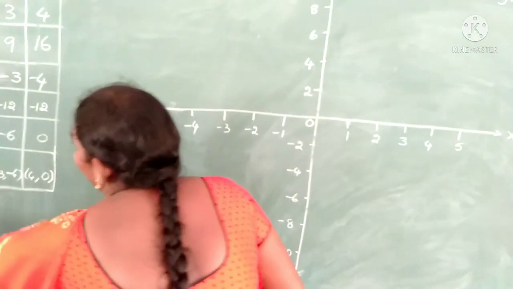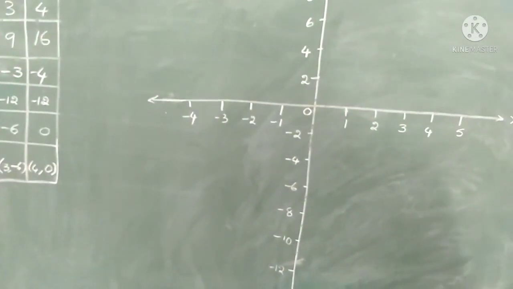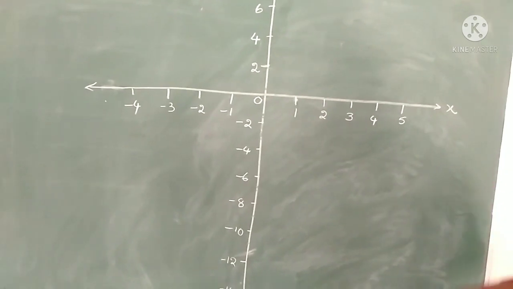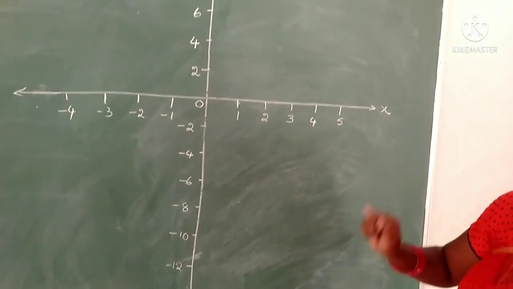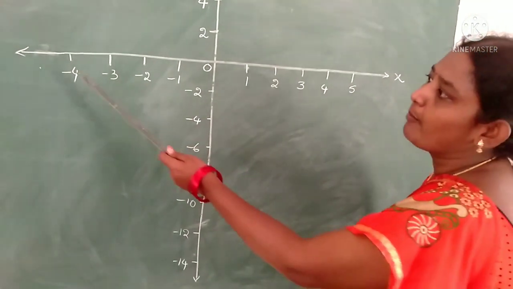First point minus 4 comma 8. First we take minus 4 on the x-axis. So minus 4.